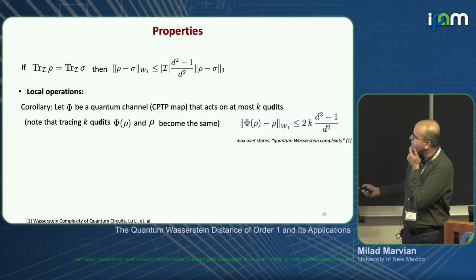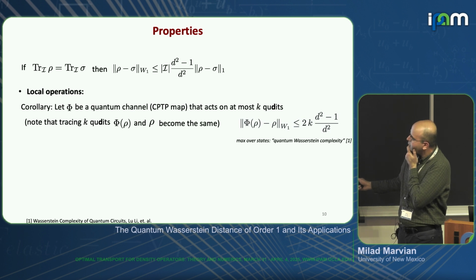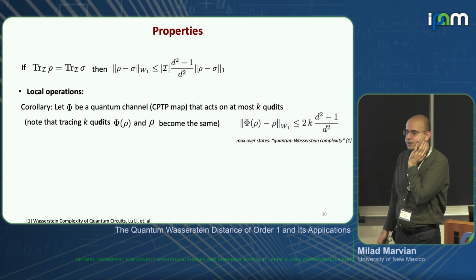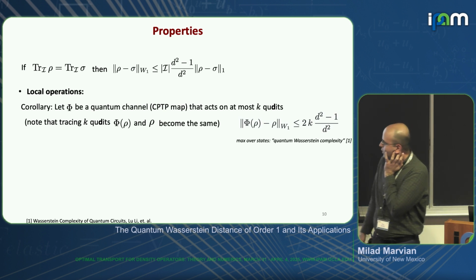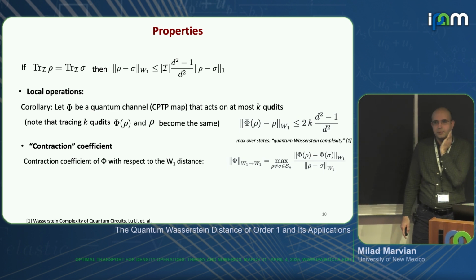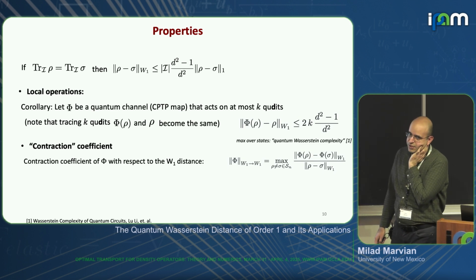And this is, for example, asking about the maximum you can do, something that people have studied after this. It's like quantum Wasserstein complexity. I know that Marius has also worked on it. Seth and Quadras have worked on it. The other property that I'm going to use later is contraction coefficients.